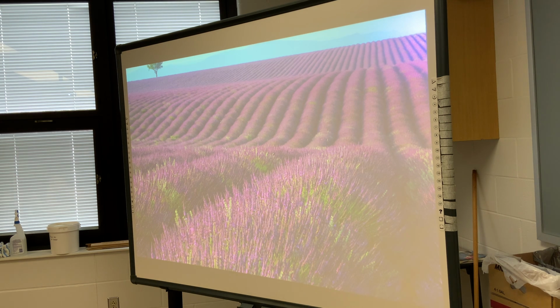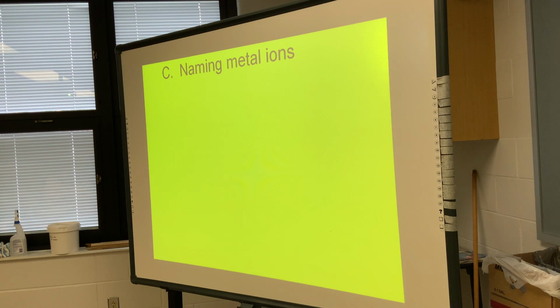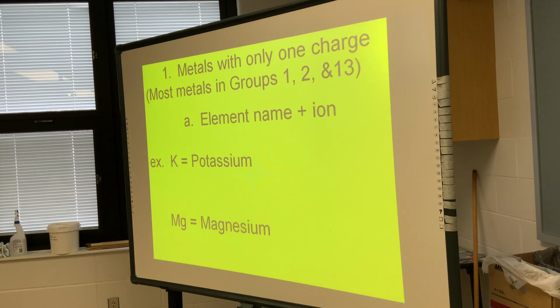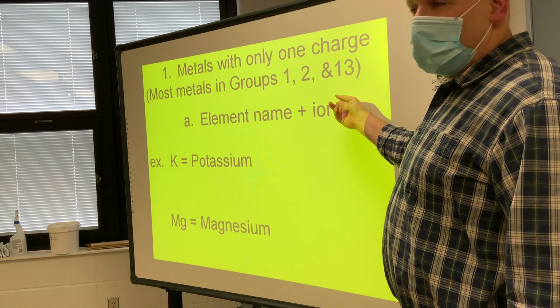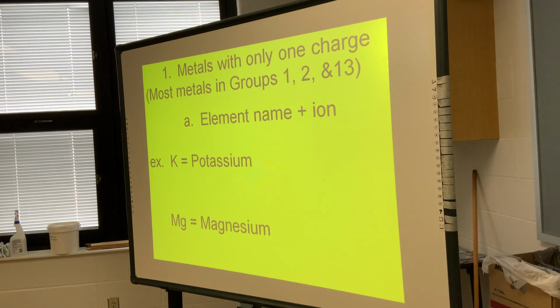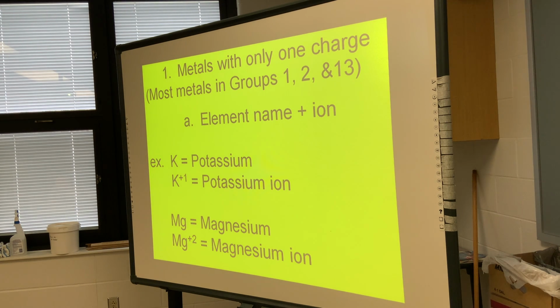All right, so for groups 1, 2, and 13, how do you name those ions? You just say its element name and then ion. For example, potassium is in group 1. Potassium will take on a positive 1 charge, so you just simply call it a potassium ion. That's it. Magnesium is in group 2, so it's going to have a positive 2 charge, so you just call it a magnesium ion. That's it. Aluminum is in group 13, so it's a positive 3 charge, and you call that an aluminum ion.